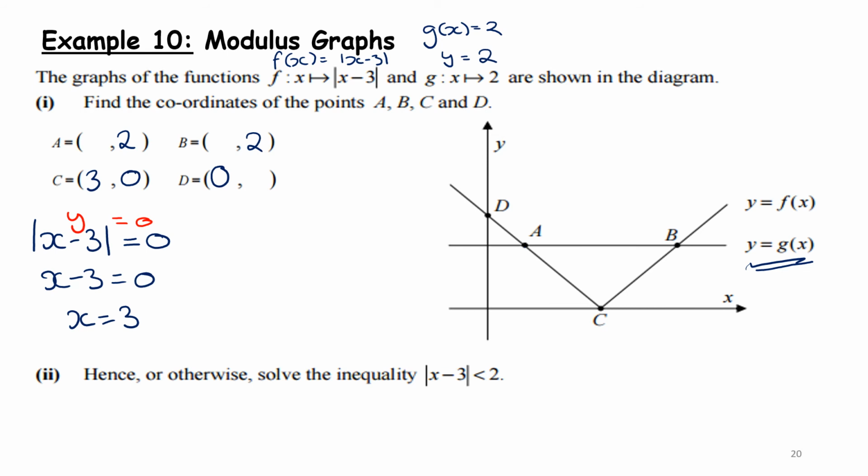Now, for D, let's let x equal 0. So we have the absolute value of x minus 3, but if x is 0, that means it's the absolute value of minus 3, which is 3.